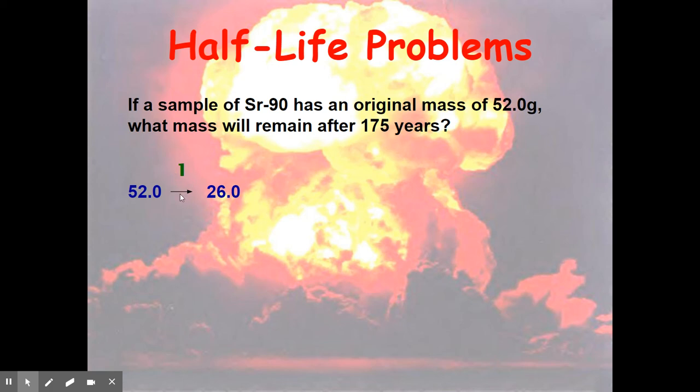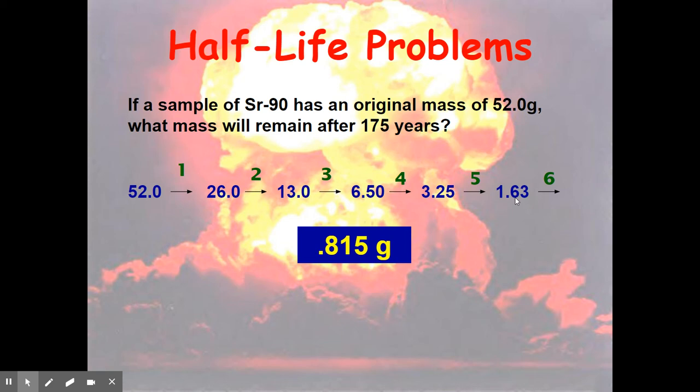That's 1 half-life. Count the arrows. 26 divided in half is 13. That's 2 half-lives. 13 divided in half is 6.5. That's 3 half-lives. 6.5 divided in half is 3.25. That's 4 half-lives. 3.25 divided in half is 1.625, or 1.63. That's 5 half-lives, and then 1.63 divided in half is, sorry, not 1.3, 0.8. I don't know why I saw the 3 there. 0.815 grams. So after 175 years, you would have 0.815 grams.